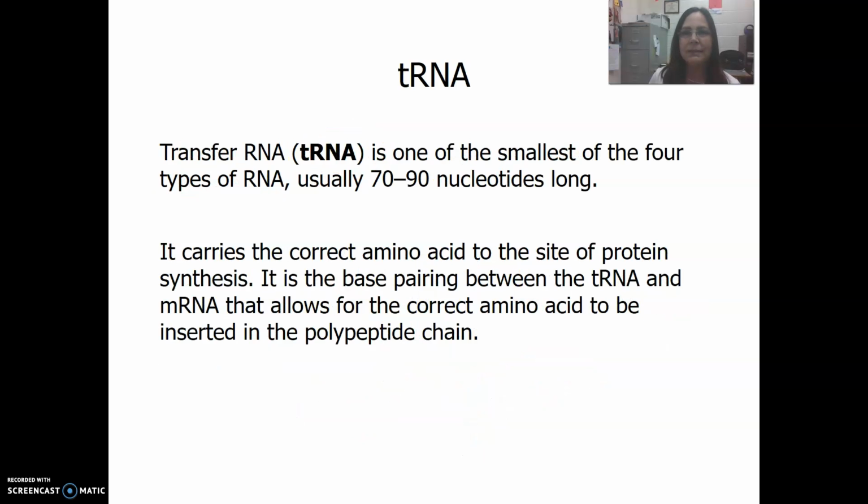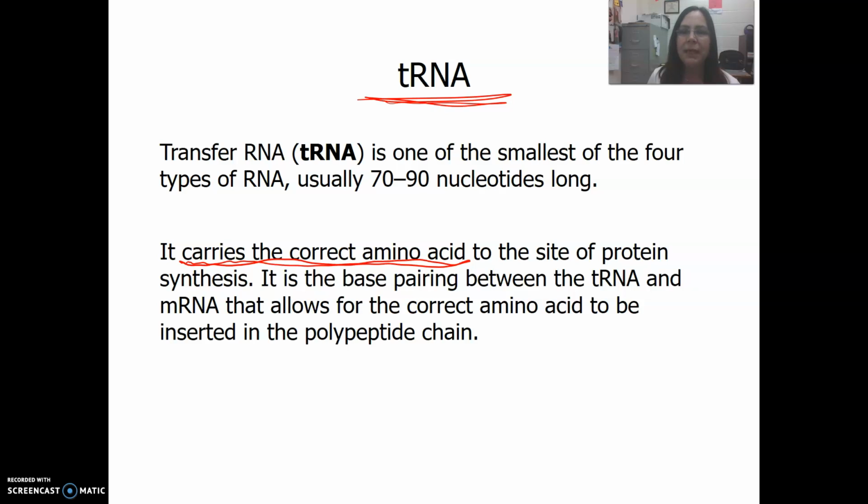So even if a cell doesn't have a nucleus or membrane-bound organelles, it's going to have ribosomes because all cells have to make proteins. The transfer RNA is a very small molecule of RNA. It only contains 3 nucleotides, and it is designed to carry or transfer amino acids. Since proteins are made of amino acids, it transfers the correct amino acid to the place that it belongs in the protein.